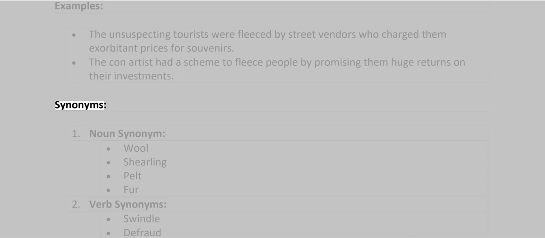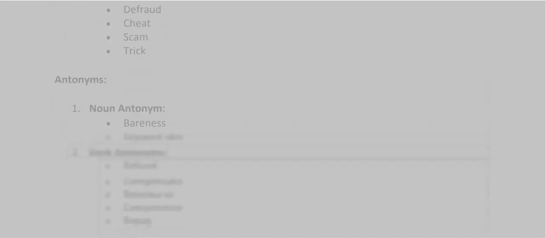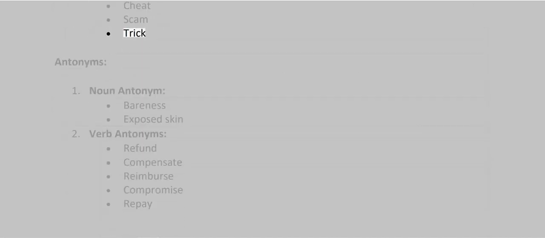Synonyms: 1. Noun synonyms: wool, shearling, pelt, fur. 2. Verb synonyms: swindle, defraud, cheat, scam, trick. Antonyms: 1. Noun antonyms: bareness, exposed skin. 2. Verb antonyms: refund, compensate, reimburse, recompense, repay.